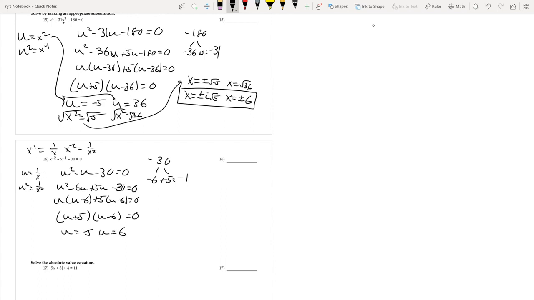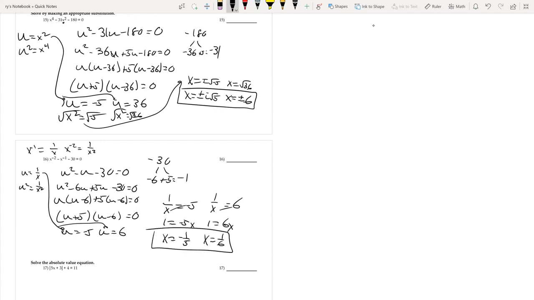Now subbing back in what u represents, I get 1 over x is equal to negative 5. So kind of multiplying my x over, I get 1 equals negative 5x. So in that case, x is equal to negative 1/5. Same with my 6. Multiply my x over, 1 equals 6x. X is equal to 1 over 6. So those are my two solutions. X equals negative 1/5 and x equals 1/6.